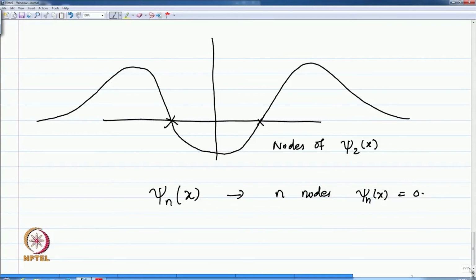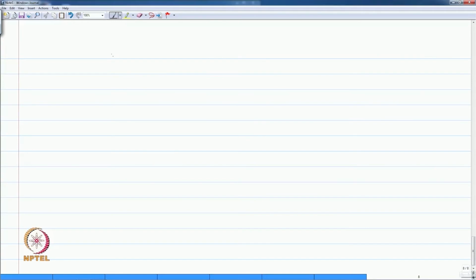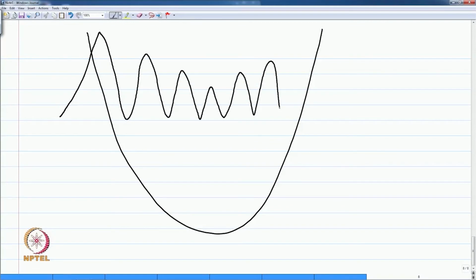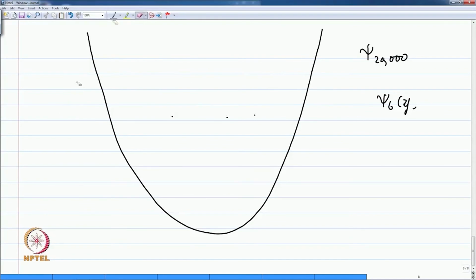Now, if you reach very large quantum numbers, what does it do? If you try to plot the wave function for very large, if the barrier is something like that, and you plot the wave function, you will see that the wave function squared is something like that. This is for say 1, 2, 3, 4, 5, 6 nodes that you have. So, this is psi 6 of y. So, if you were to plot this for say psi 20,000, which I cannot do here, let me remove this graph and tell you what it looks like.